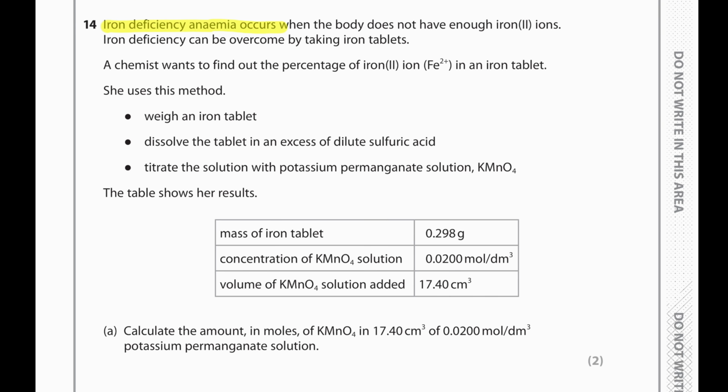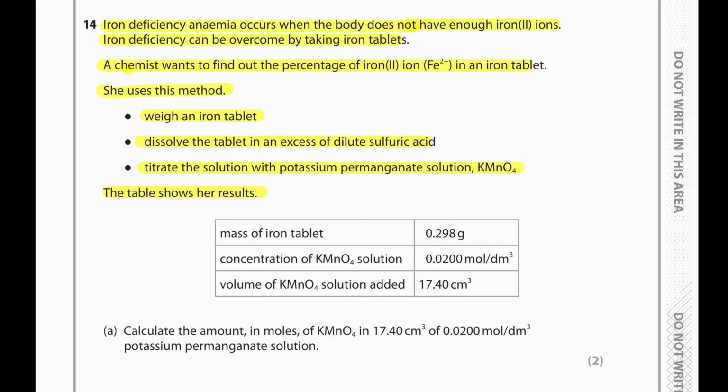Iron deficiency anemia occurs when the body does not have enough iron ions. Iron deficiency can be overcome by taking iron tablets. A chemist wants to find out the percentage of iron 2 in one iron tablet. She uses this method. Weigh an iron tablet, dissolve the tablet in an excess of dilute sulfuric acid. Titrate the solution with potassium permanganate solution.